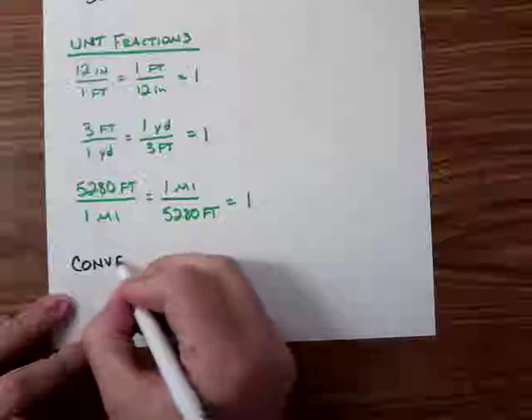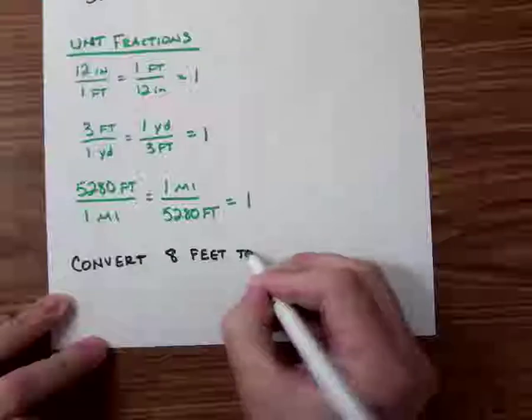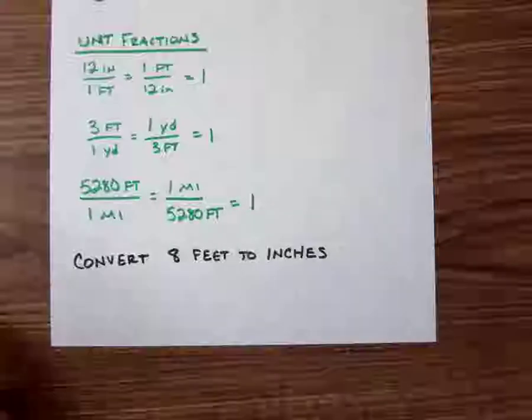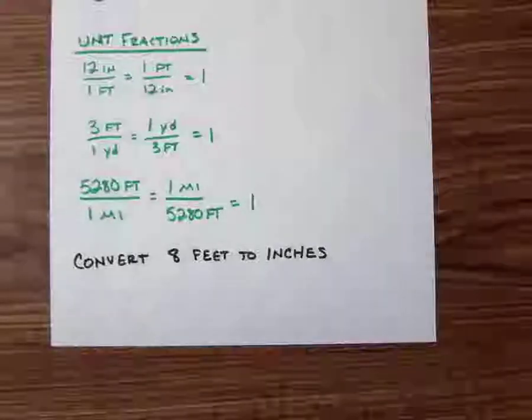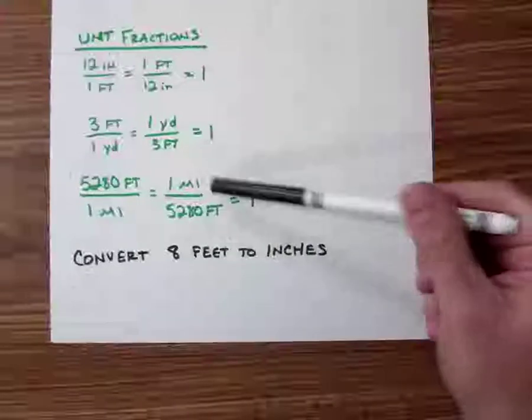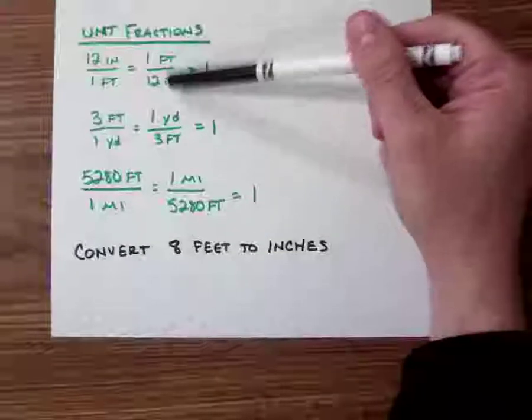Okay? So let's do a conversion. Let's convert 8 feet to inches. So here's what I want to do. I'm converting feet to inches, which means I want to use one of my unit fractions that contains the units feet and inches. This bottom one contains feet and miles as my 2 units. This one is feet and yards, so obviously I want to use the first one, feet and inches.